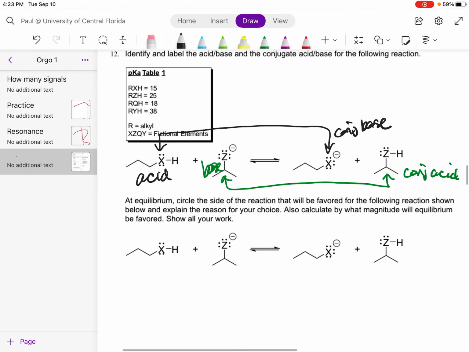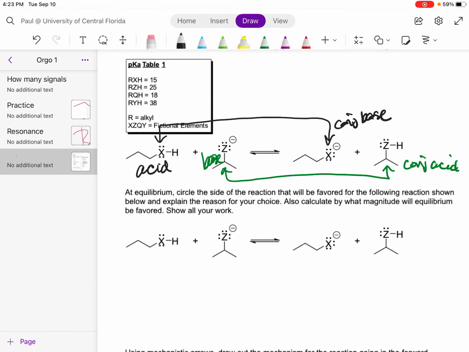At equilibrium, circle the side of the reaction that will be favored. So how do we do that? Well, we find the acids, which we identified up above. And what's the pKa of this fictional molecule? We'll see that it's right there. So that has a pKa of 15. And then the ZH is that guy. So that's the pKa of 25.